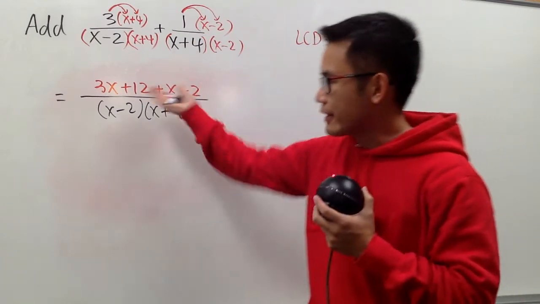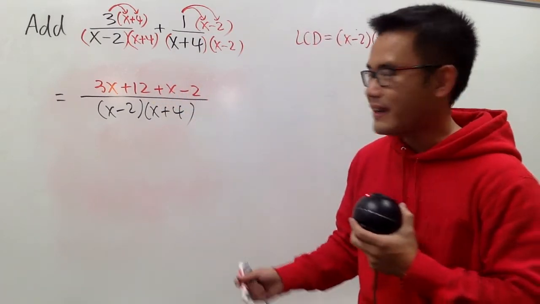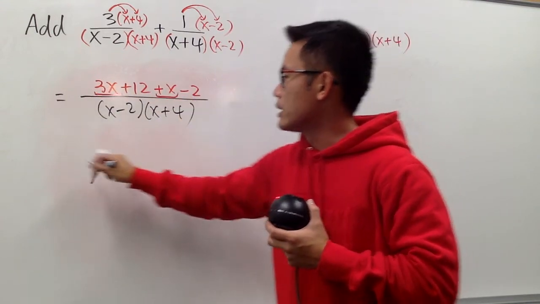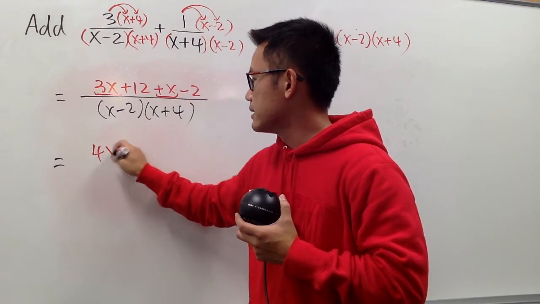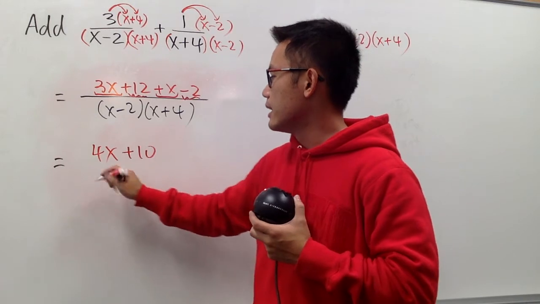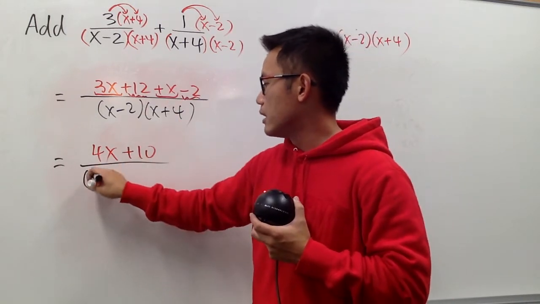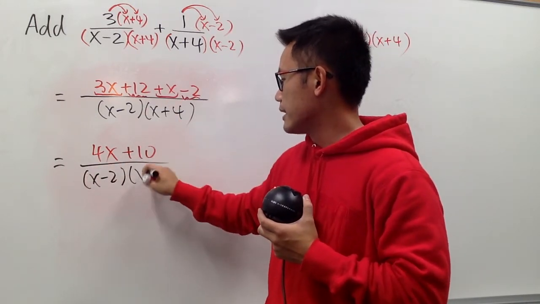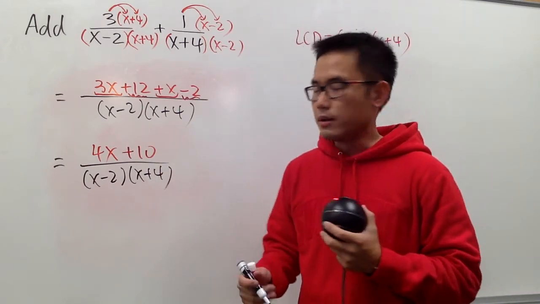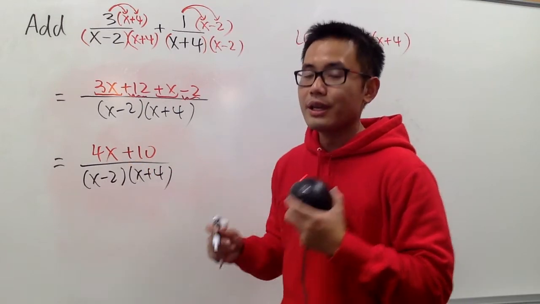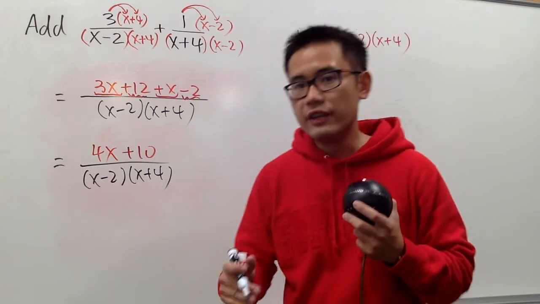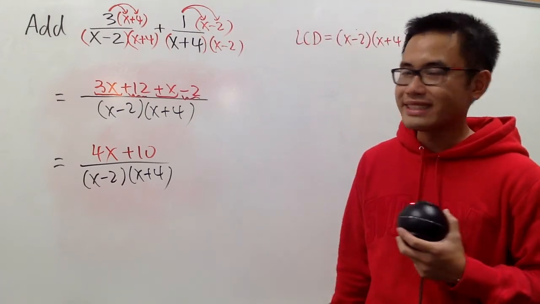And on the top, we just have to combine terms now, okay? So, the 3x plus x, that will give us 4x. And then this and that will give us plus 10. And this is over the denominator, x minus 2 times x plus 4, okay? And once again, remember, whenever we have this kind of thing, try your best to factor everything out so you can be sure if we can cancel things out at the end or not.